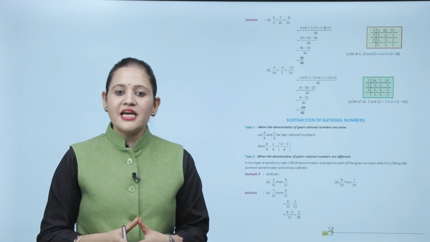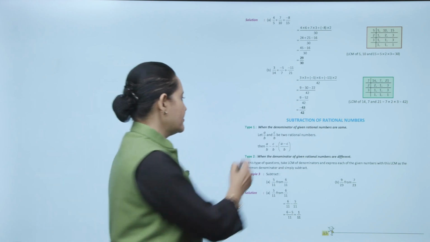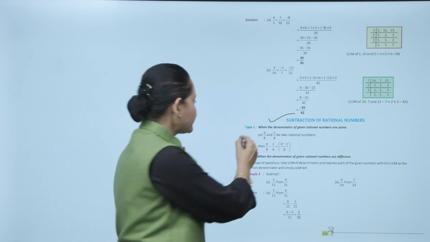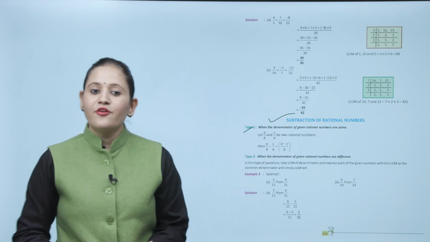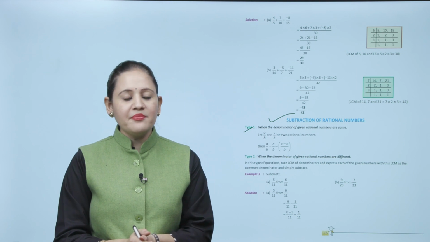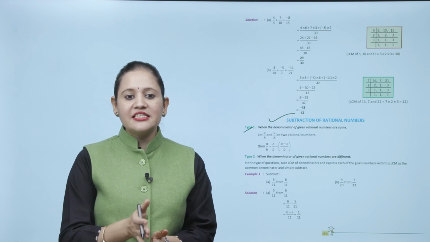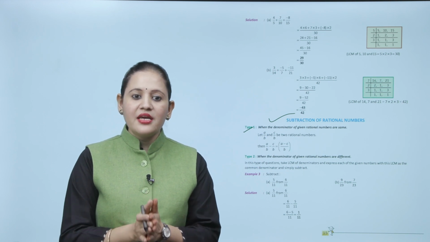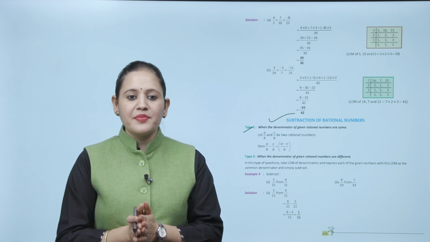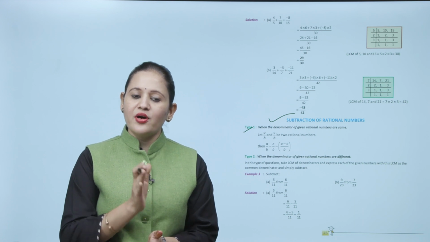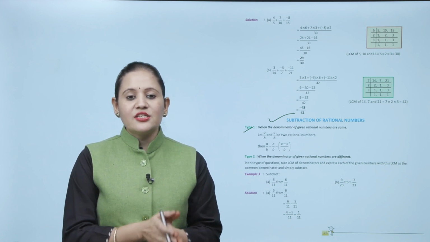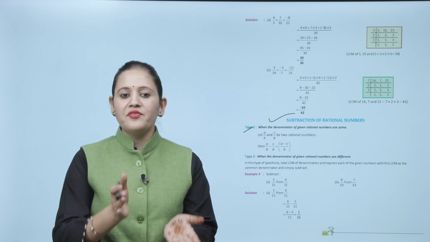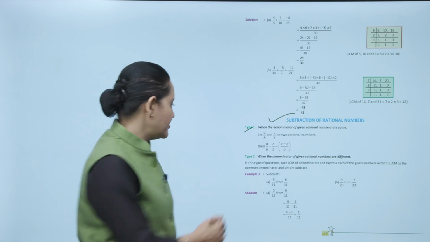Next is subtraction of rational numbers. Type 1. When the denominators of given rational numbers are same, then let a upon b and c upon b be two rational numbers where denominators are same, then a upon b minus c upon b equals हो जाएगा a minus c upon b. Means हम simply जो न्यूमरेटर है उनको सब्ट्रैक्ट कर देंगे, बिगर में से लेस वाला, एंड जो कॉमन डिनोमिनेटर है वो write below.